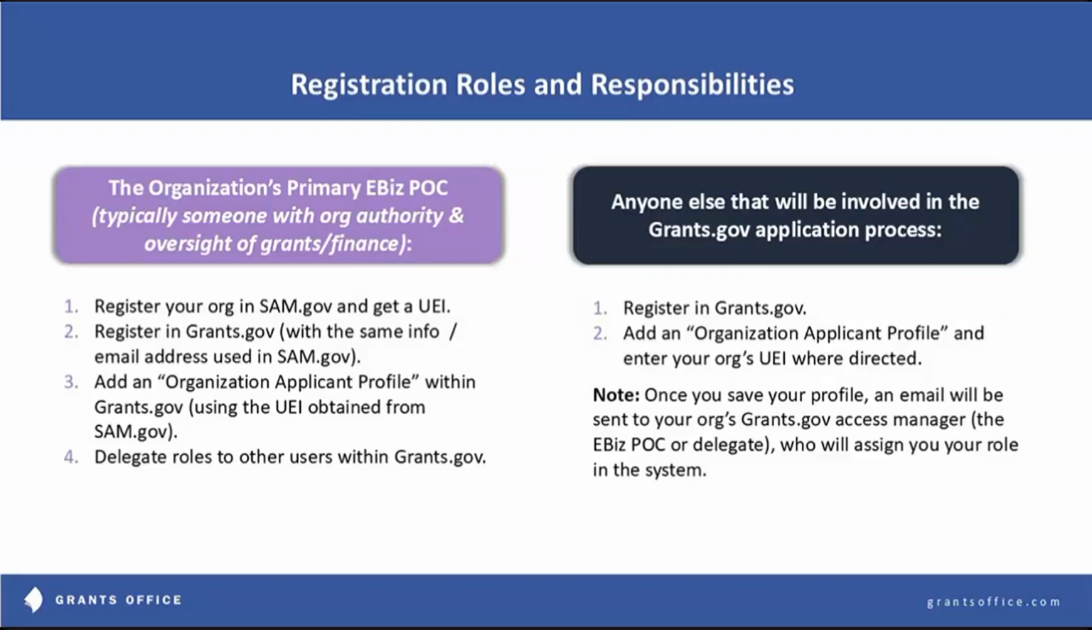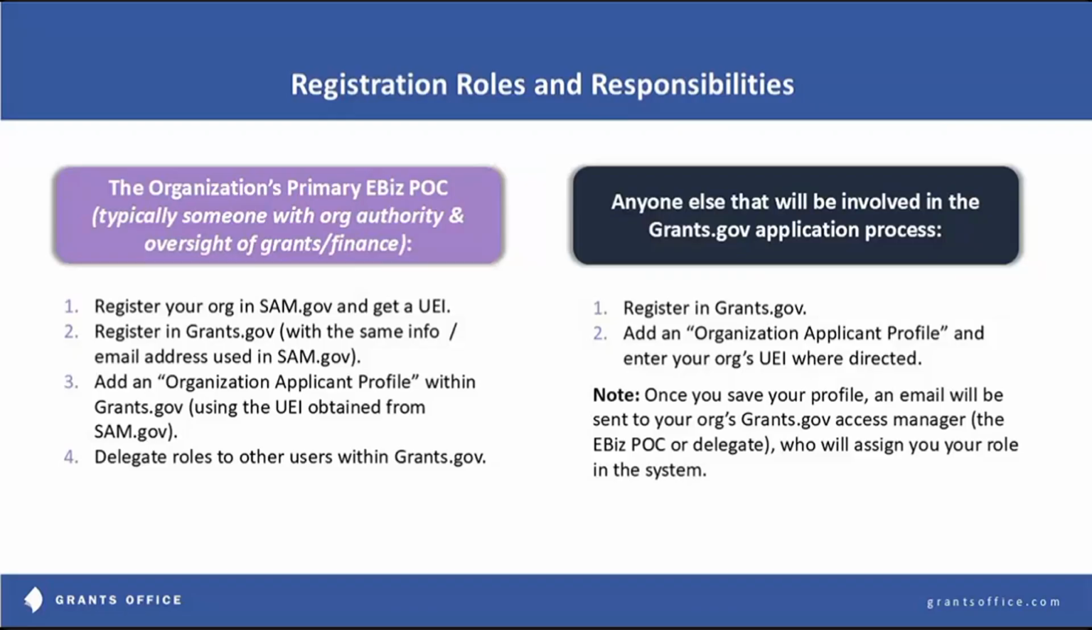So first, the primary eBiz POC registers your organization in SAM.gov and obtains a UEI. Next, using the same organizational information and email address listed in SAM.gov, the primary eBiz POC registers your organization in Grants.gov. And then within Grants.gov, they create an organization applicant profile and enter the UEI number to link the account properly.